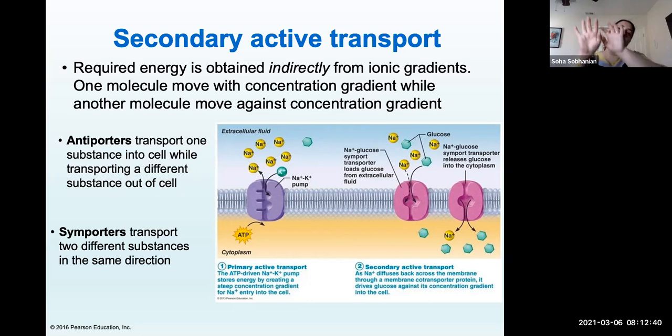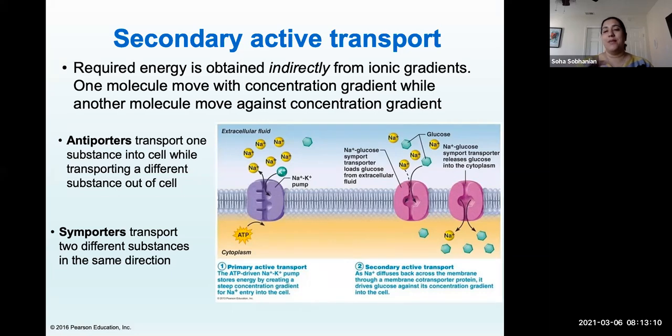So if you're pushing a stone up the mountain, you as a person are putting effort into this, you're putting energy into that. So same concept applies here. So secondary active transport implies that you're moving the molecules or the components from a low concentration to a high concentration. But the word secondary implies that it does not use ATP, it uses some other source of energy.